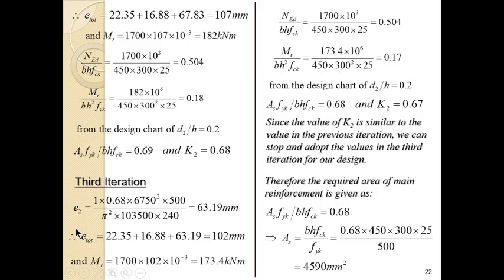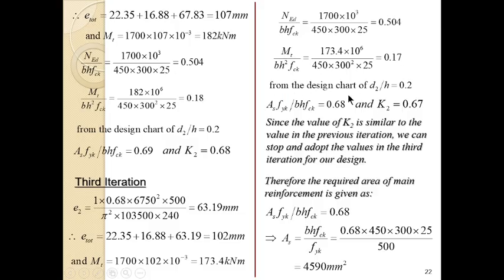In the third iteration, we calculate the new eccentricity again using K2 as 0.68. That gives us a new eccentricity of 63.19, which we use to calculate the total eccentricity again, and it gives us 102. We go again to calculate the new moment. The new moment gives us 173.4. NED over BHFCK will not change because none of the parameters have changed, but M over BH squared FCK will change because the moment has changed.